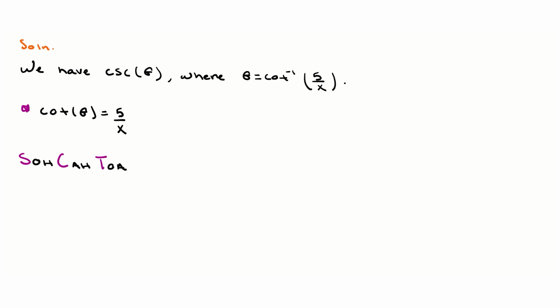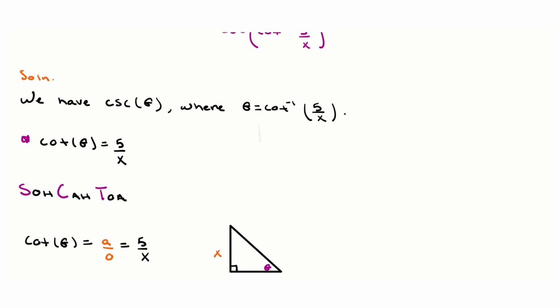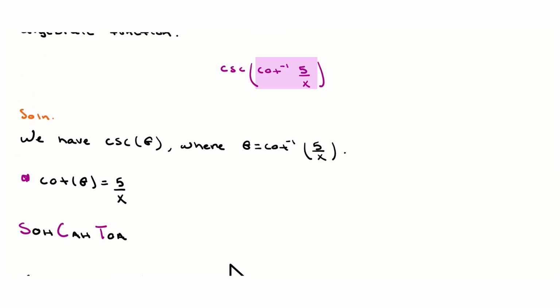So we've got cotangent of theta, which SOH CAH TOA tells us is adjacent over opposite. And we also know that cotangent of theta in this case equals 5 over x. So for our right triangle, the side that's adjacent to theta equals 5, and the side opposite theta equals x. So we've tackled the inverse of cotangent of 5 over x, and now we'll take a look at cosecant.